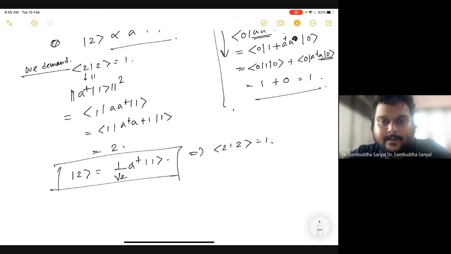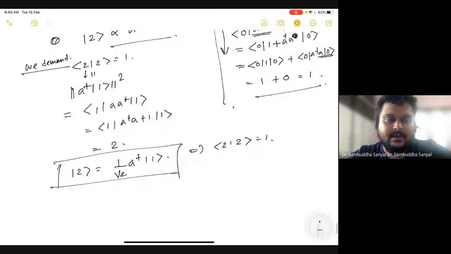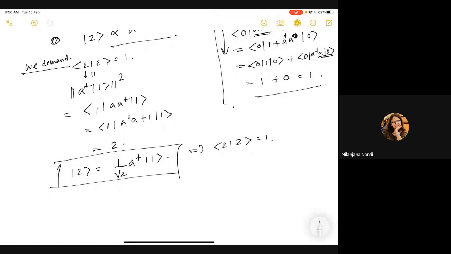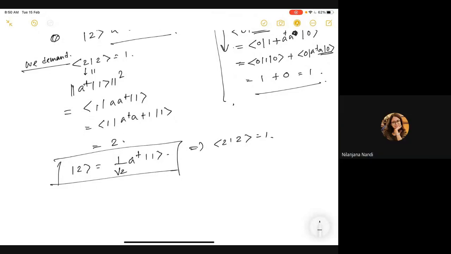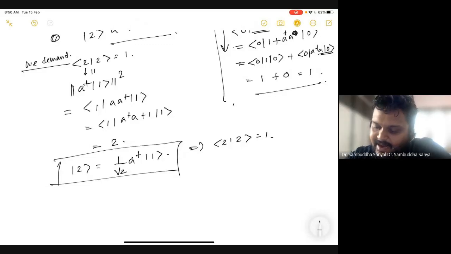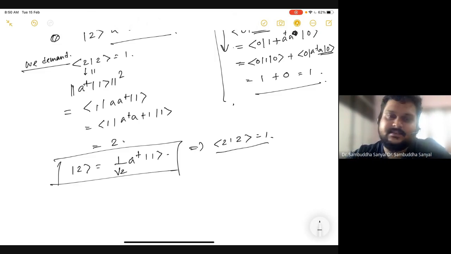Is it clear? Are you following this point? Yes, sir. Okay, Nilanjana, is it clear to you? Yes, Abid, I am checking once again. I now understand 1 by root 2, but there's a mathematical problem. Okay, I understand the point. The point is I adjust all the definitions in a way such that all my states are normalized.